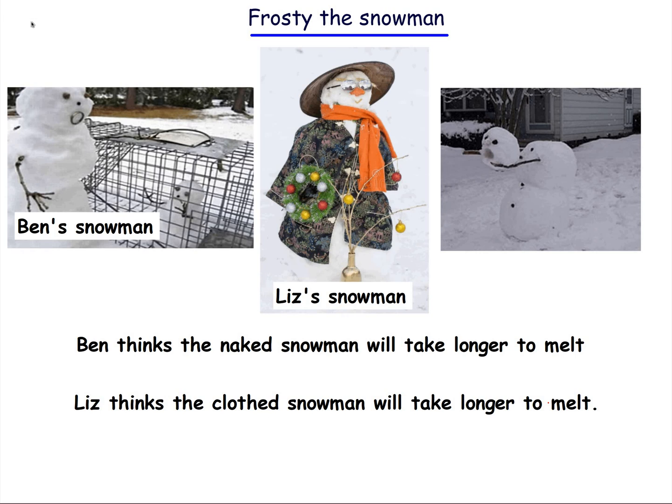Right, we move on to the main investigation in this booklet, Frosty the Snowman. We've got Ben Snowman. He is naked, no dress on. And Ben thinks the naked snowman will take longer to melt, whereas Liz's snowman is clothed, it's dressed. Liz thinks that the clothed snowman will take longer to melt. Which one is correct, Ben or Liz? And why do you think that?